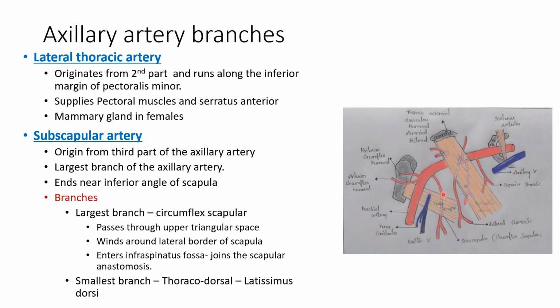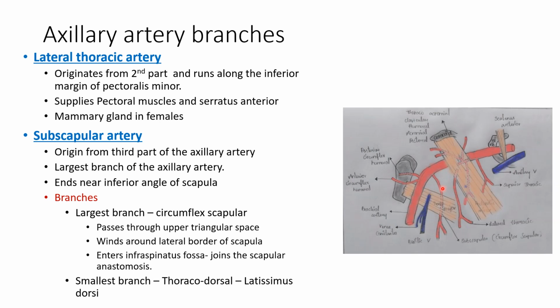Coming to the third part of the axillary artery. So, the three arteries are the subscapular and the two circumflex arteries. The subscapular artery is the largest branch of the axillary artery, and it ends near the inferior angle of the scapula, and it gives a large branch and a small branch.